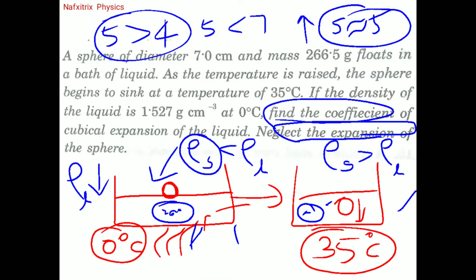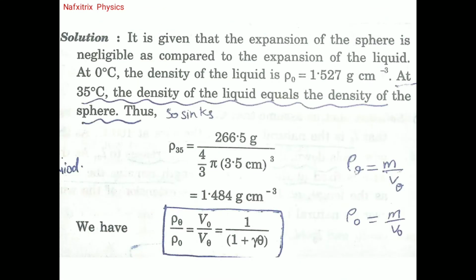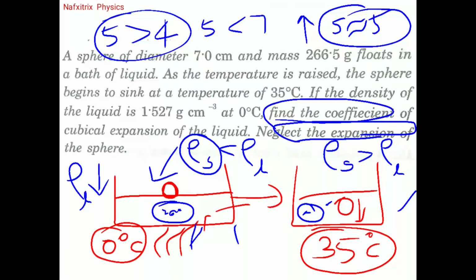Now let us see how to find the volume coefficient. Here it is given that the expansion of the sphere is negligible as compared to the expansion of the liquid. So we are just neglecting the expansion of the sphere. Actually the sphere also must expand, since it is some sort of material, and it expands on heating, but here we just neglect it. So at 0 degrees centigrade, the density of the liquid is what they have given us here.